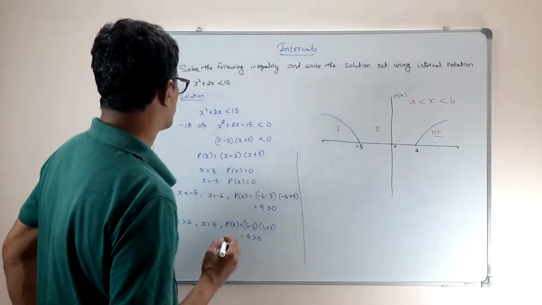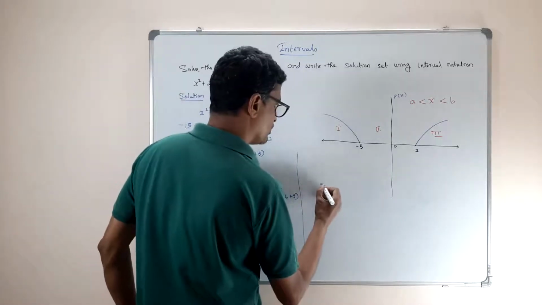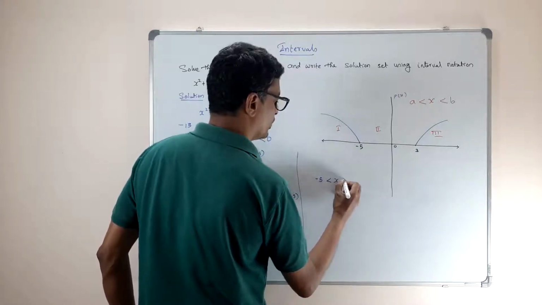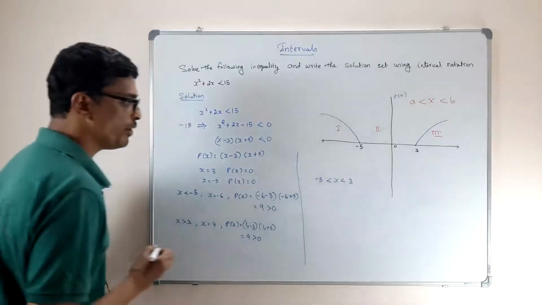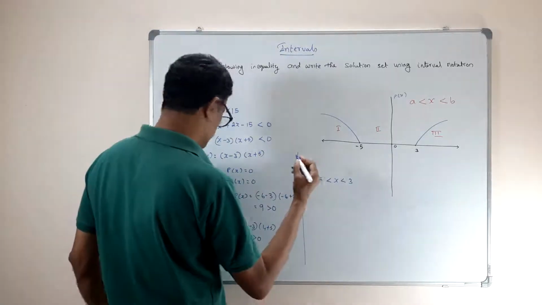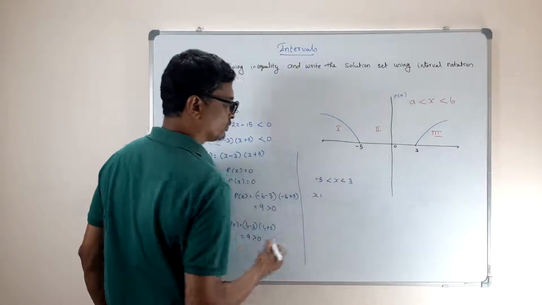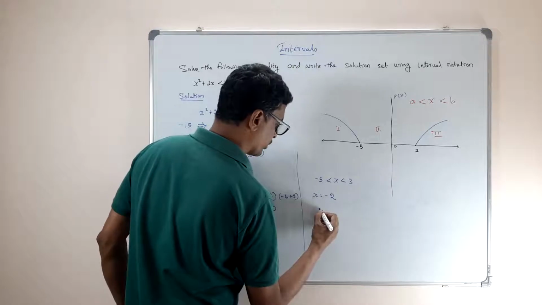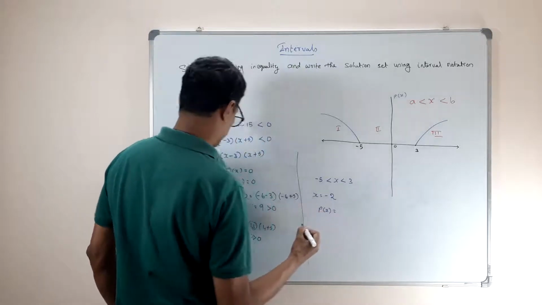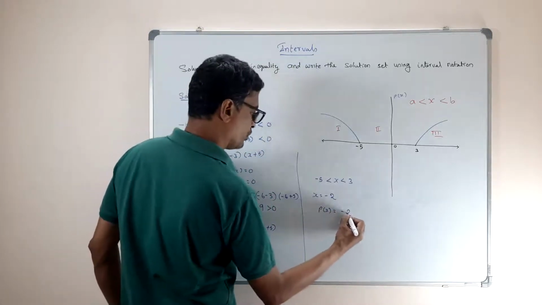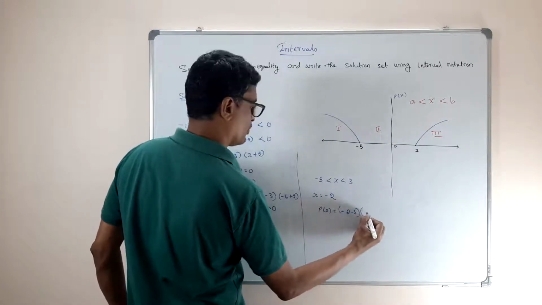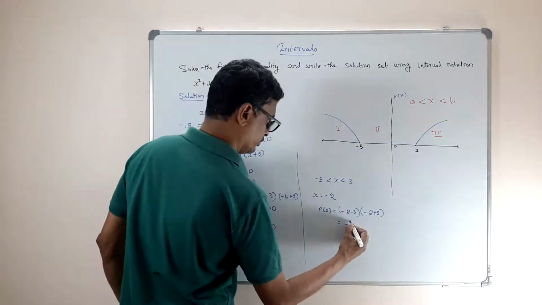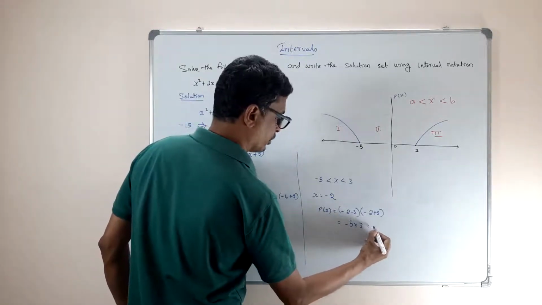X is less than 3 and greater than minus 5. Now first you have to write x greater than minus 5 and less than 3. Okay, so tell me a value. Let x be minus 2. Okay, minus 2. So in that case p of x equals what? Minus 2 minus 3 into minus 2 plus 5 equals how much? Minus 5 into 3, equal to minus 15.